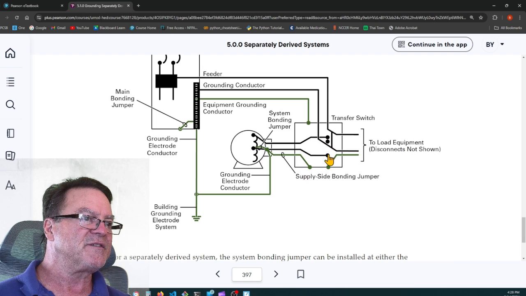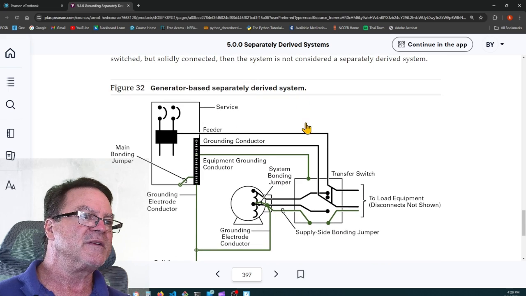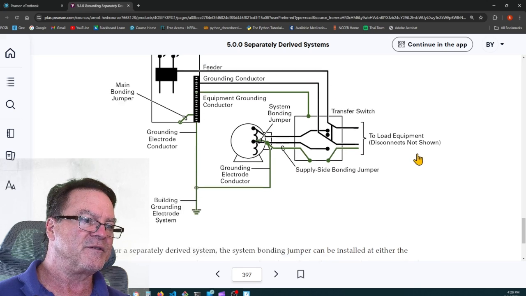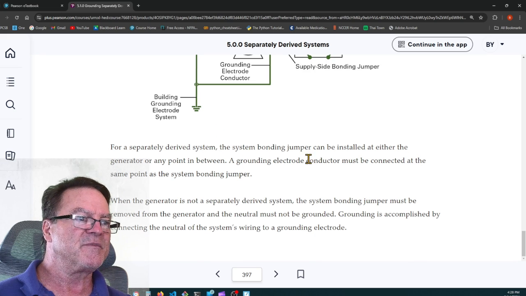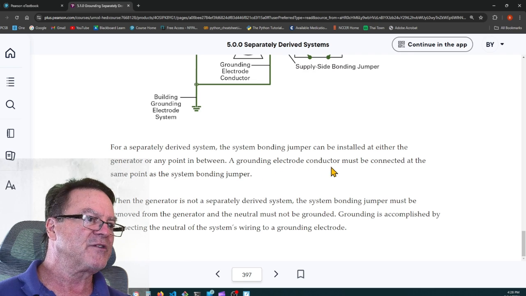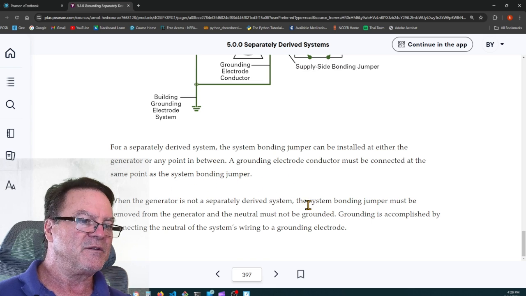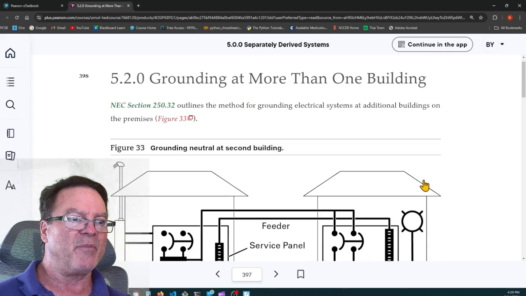So if it goes through the transfer switch to the load equipment, here's the feeder, here's the grounding conductor, and it's also going through the transfer switch. So this is a separately derived system, generator-based separately derived system. You're switching the neutral conductor as well as the feeder, the ungrounded conductors. For a separately derived system, the system bonding jumper can be installed at either the generator or any point in between. A grounding electrode conductor must be connected at the same point as the system bonding jumper. So again, you don't want to do both. You do one or the other, not both.